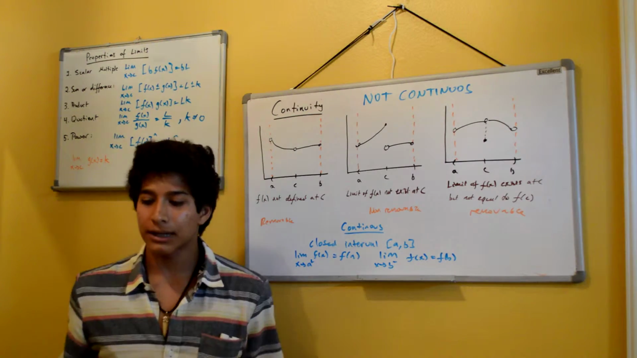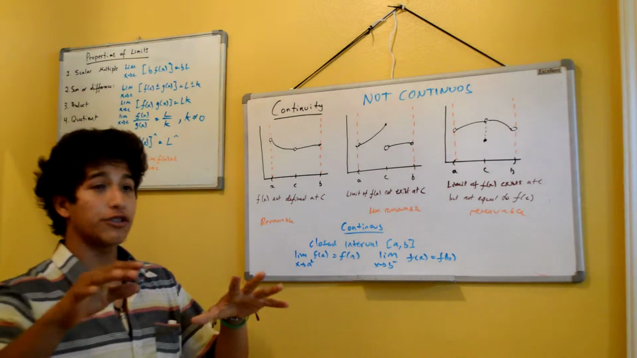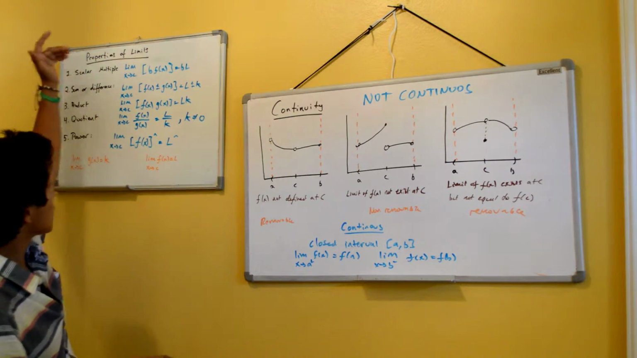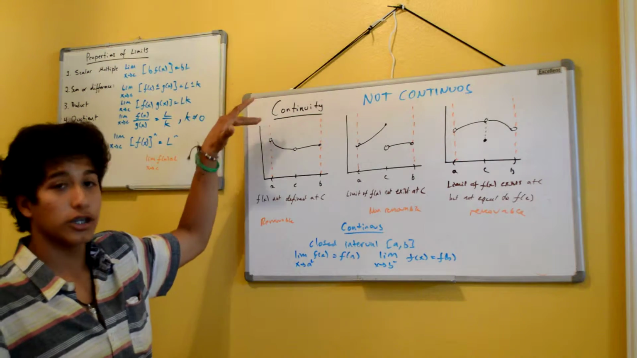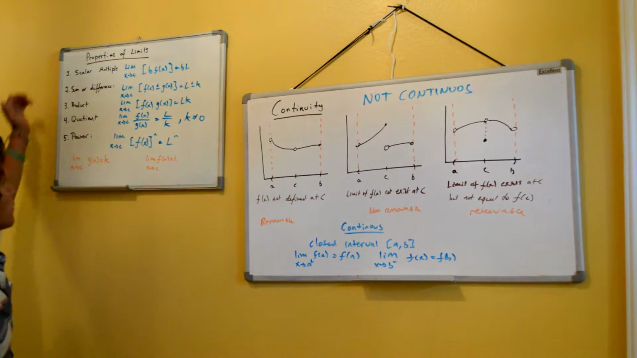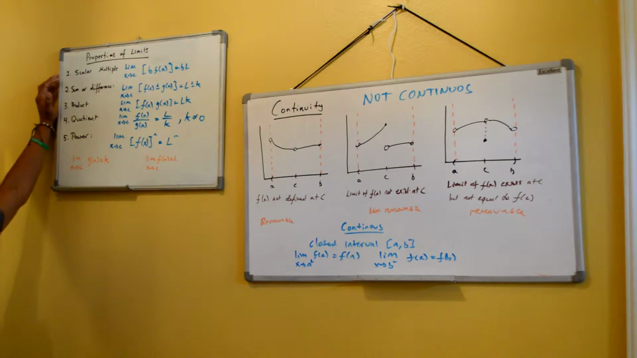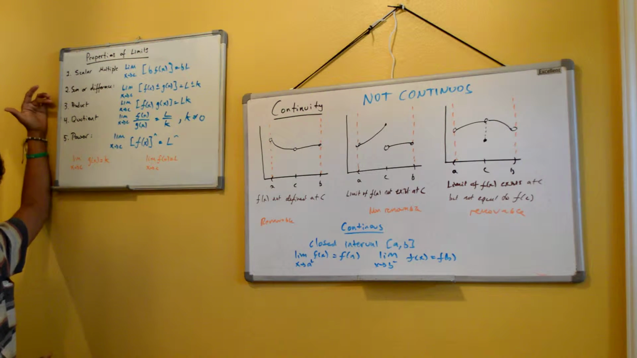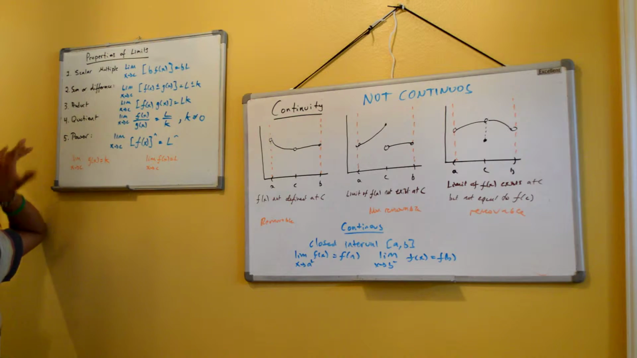Alright, so now we're back, and now we're just going to breeze through two of our goals. First, the properties of limits, and then we're going to go into continuity. For the properties of limits, there's actually 5 of them: the scalar multiple, sum or difference, product, quotient, and power.